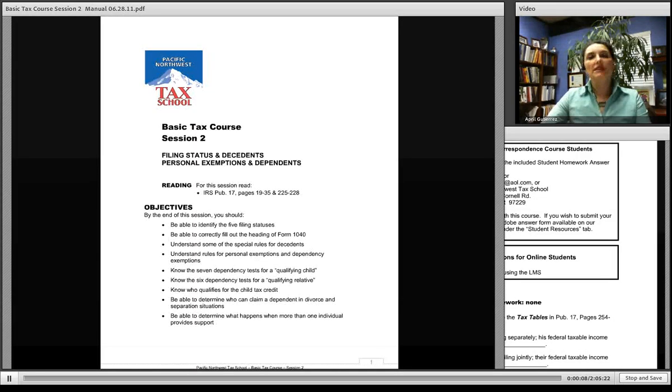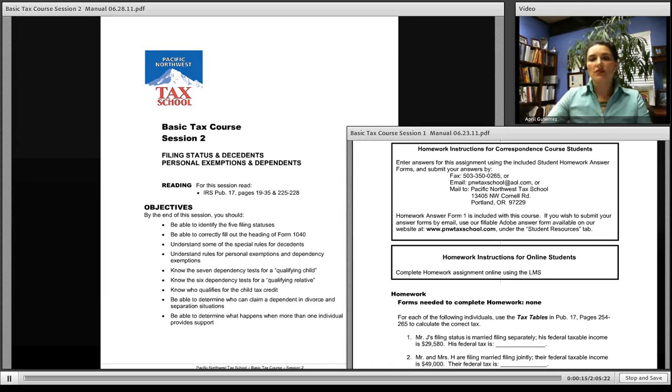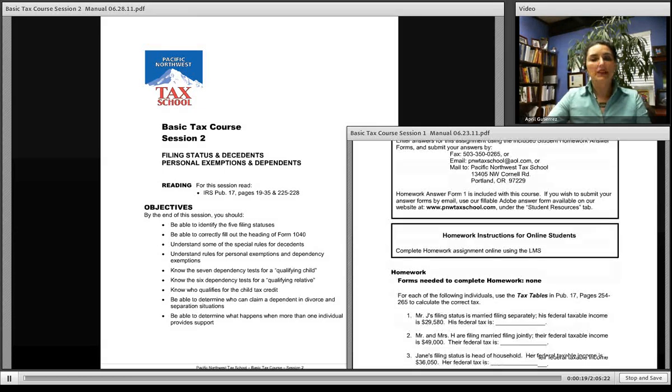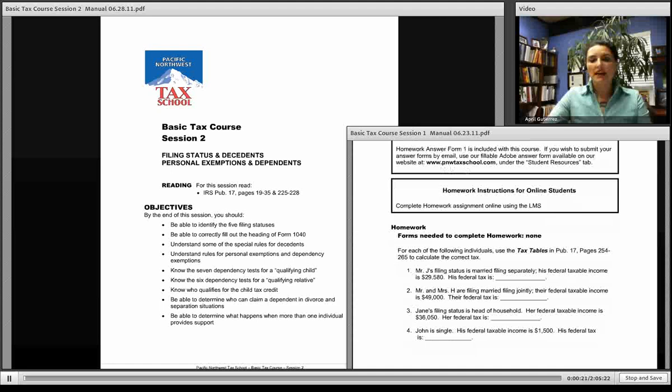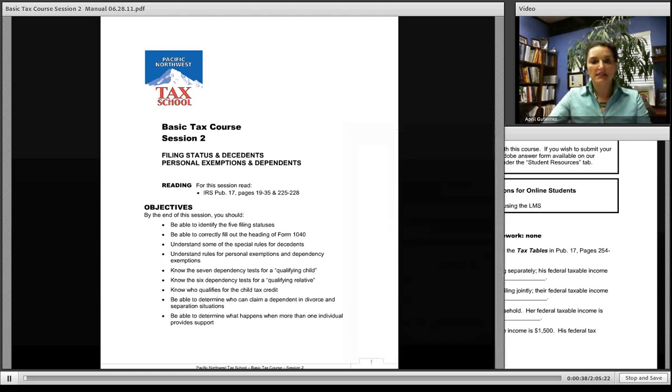We're going to begin Session 2 with a review of the Session 1 homework answer key. To look at it, you should refer to your manual from Session 1. Page 24 of the Session 1 manual asks you to figure tax for 8 separate scenarios. The first 4 scenarios involve use of tax tables, and the second 4 involve use of tax rate schedules.